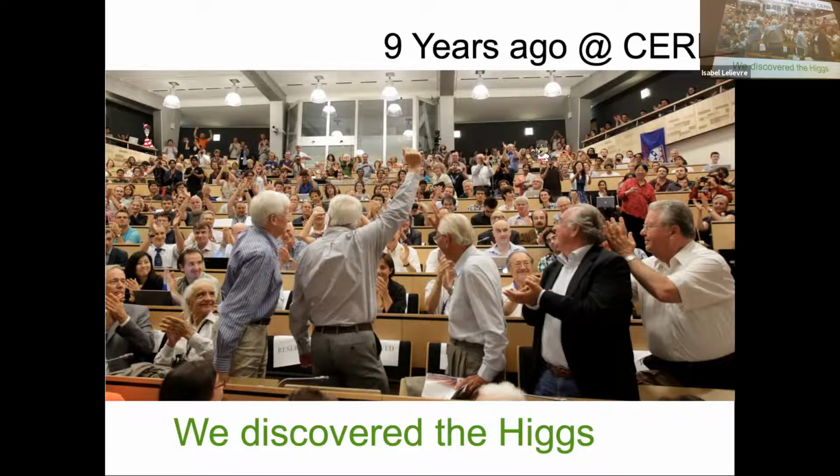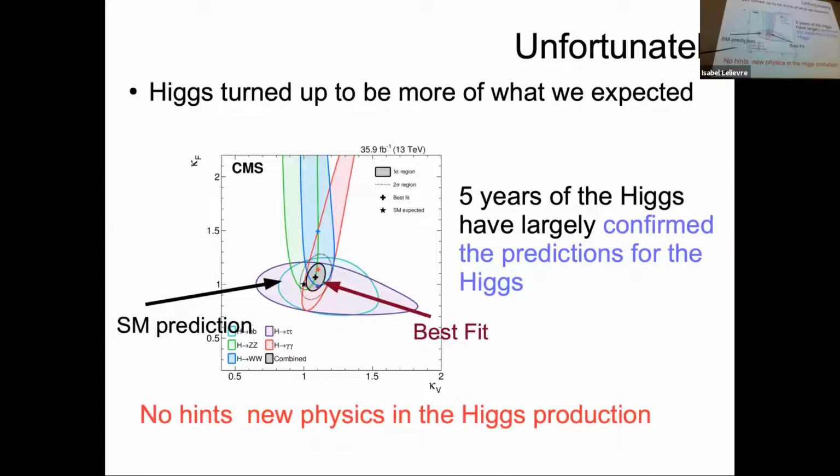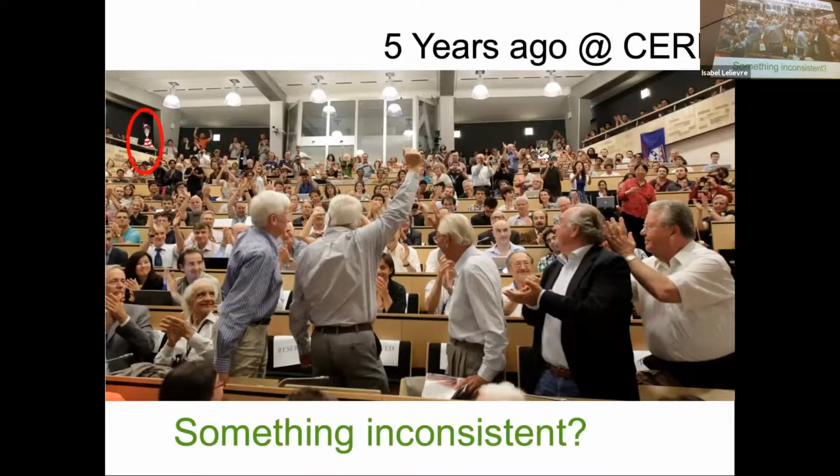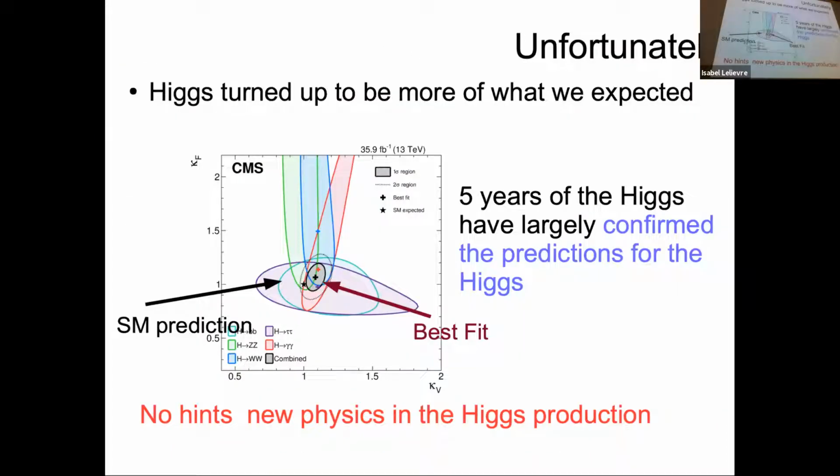But there are some things that are strange in that plot. If you actually look in the top left corner here, there are some things that are inconsistent. There are other things I put in here, so you can have fun staring at this. But the bigger message is that since we discovered the Higgs, the Higgs has been very consistent with the standard model. This is an old plot, but our star is the standard model, and the best fit is about 1 sigma away.